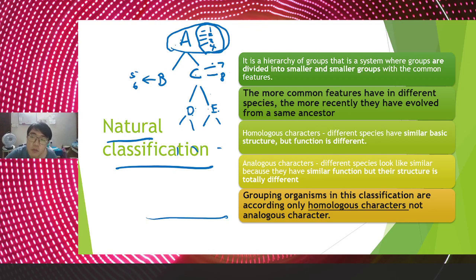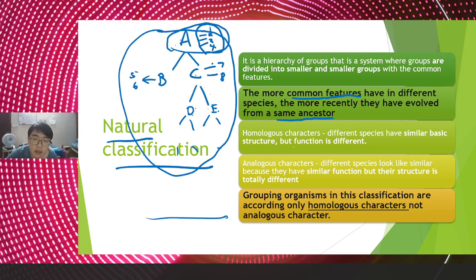So the more common features different species have, the more recently they have evolved from the same ancestor. This means that if the species have more common features, that means they have the same characteristics. So they evolved from the same ancestor. It means all these species came from one ancestor. But the ancestor's offspring have slight differences. Based on the same character ancestor.